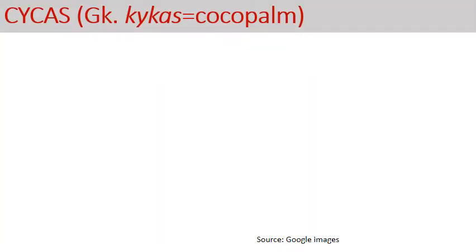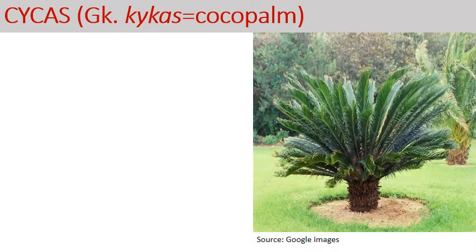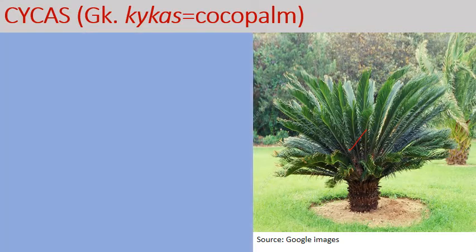So the word Cycas is derived from a Greek word kaikos, which means cocoa palm. So this word is derived from the Greek word kaikos, which means cocoa palm, coconut. Its external appearance is like a coconut tree. So that's why this is known as Cycas. So this is the photograph of Cycas.